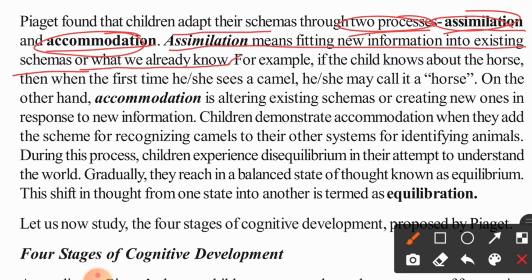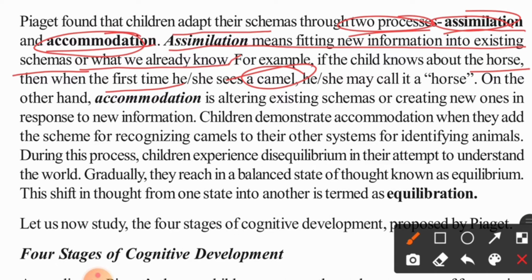Here an example is given. If the child knows about the horse, then the first time he or she sees a camel, the first impression will be based on previous knowledge of the horse. The child knows the horse has 4 legs, so that same knowledge will be applied when he sees the camel. That is called assimilation.